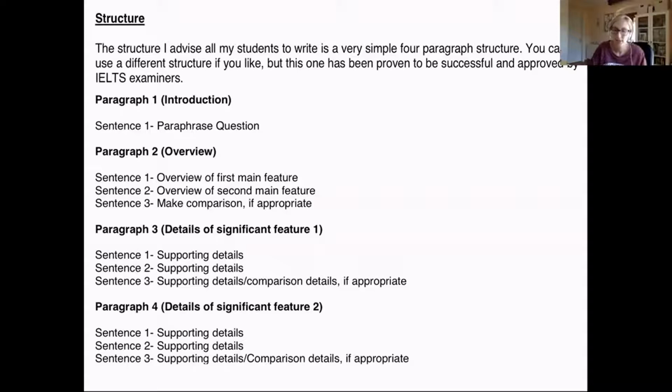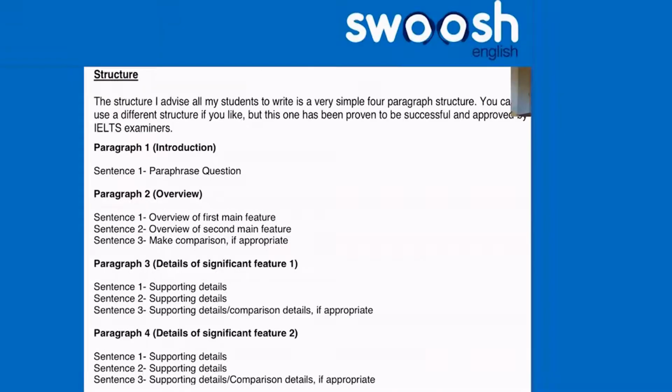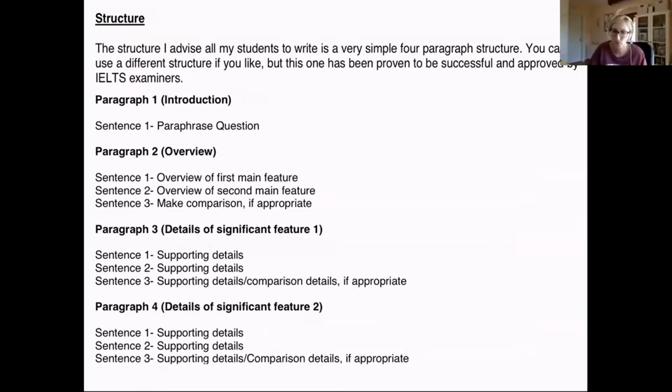Paragraph 3 is where you go into the specific details. So you give supporting details, but they have to be specific. So this is where you mention any percentages, any monetary values, any numbers. This is where you bring in the data. And the same for paragraph 4. Any supporting details, and you can make comparisons if you can see any. So all the specifics are here.